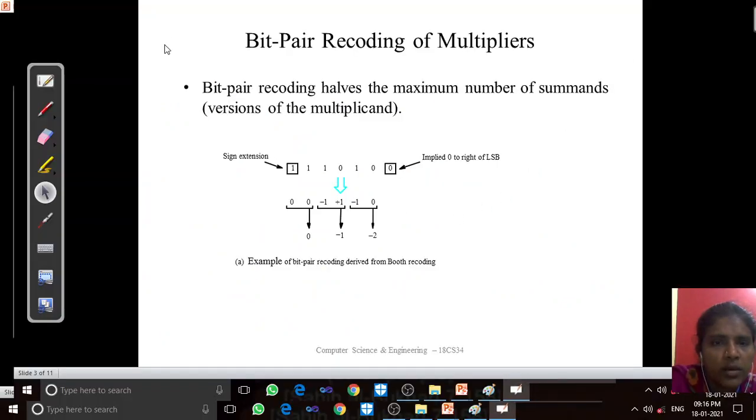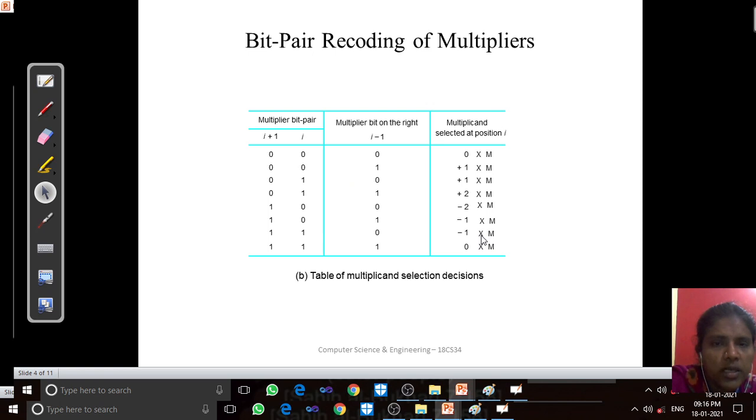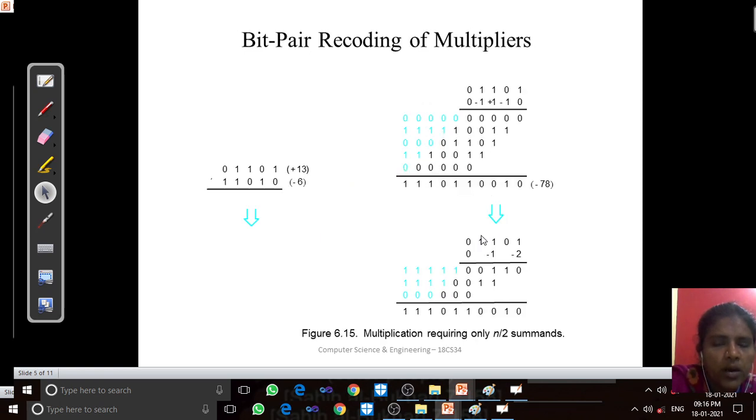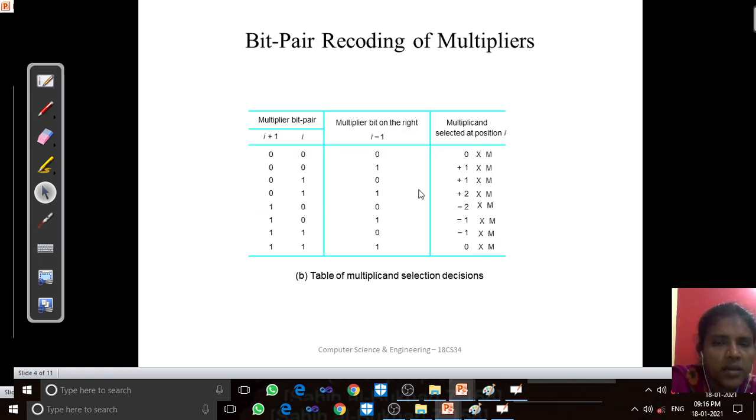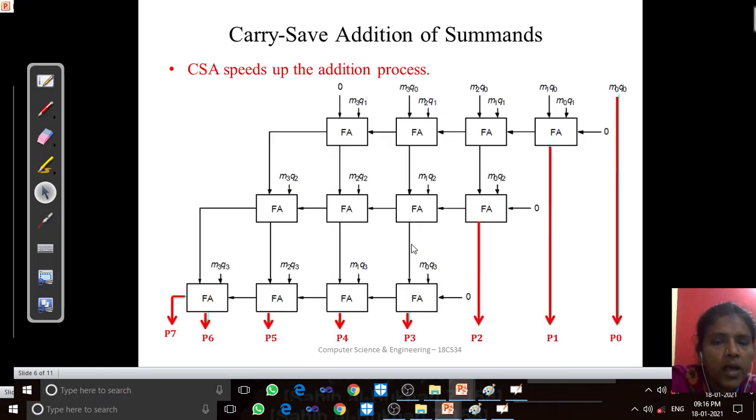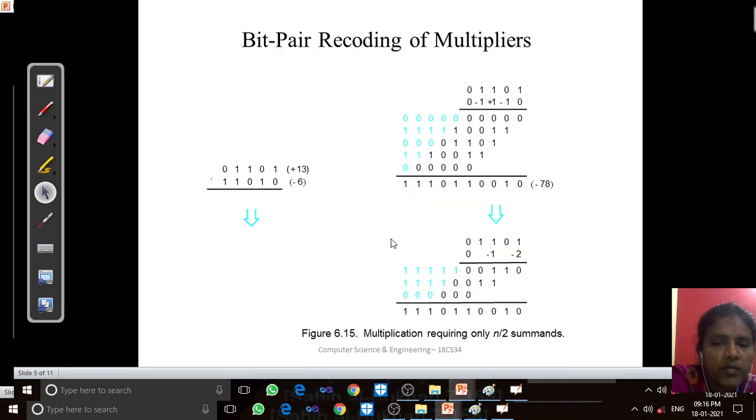Let us come back to the bit pair recoding of multipliers which was shown in the example. Now you can see the same thing is given in this slide. You can see here how you obtain this. I explained n by 2 multiplication requiring only n by 2 summands. This is how the multiplication becomes faster.